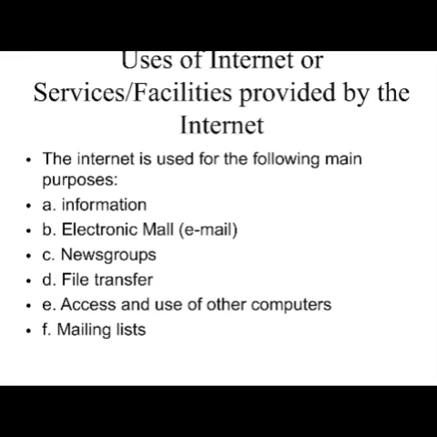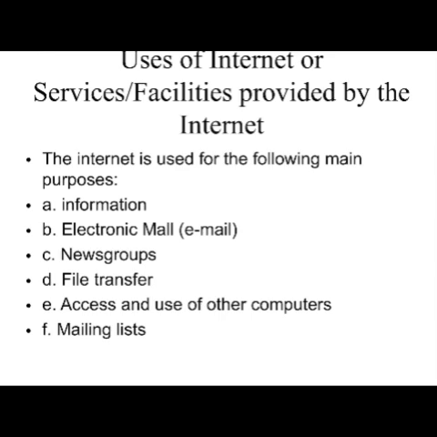And then the other one is access and use of other computers. This enables a user on one computer to become a user of another computer. For example, it is able to run programs on other machines if there is a local user. When you're dealing with this one, you can use different types of computers.